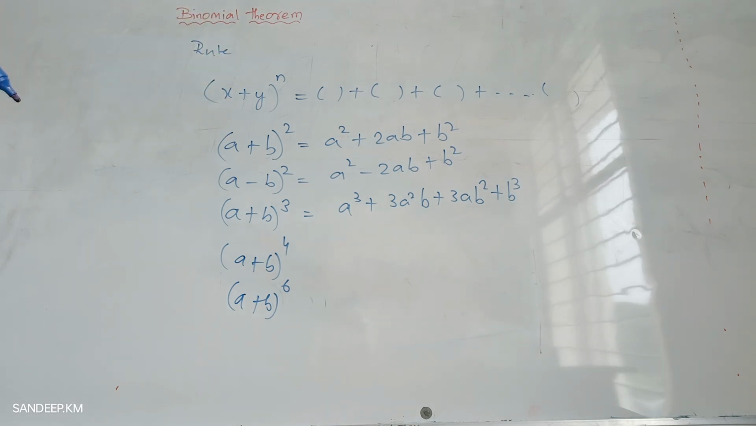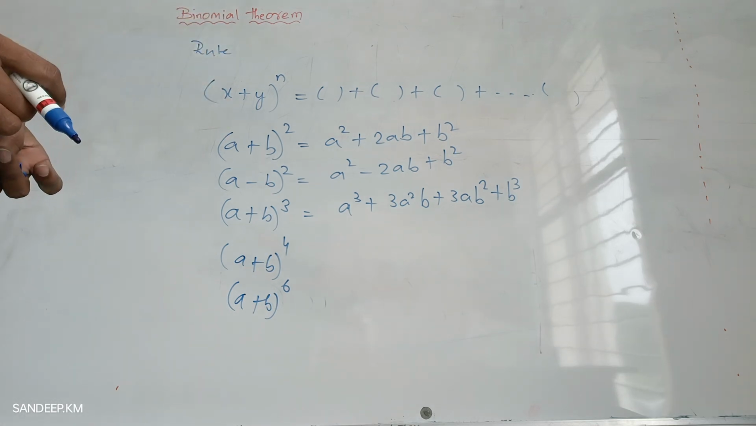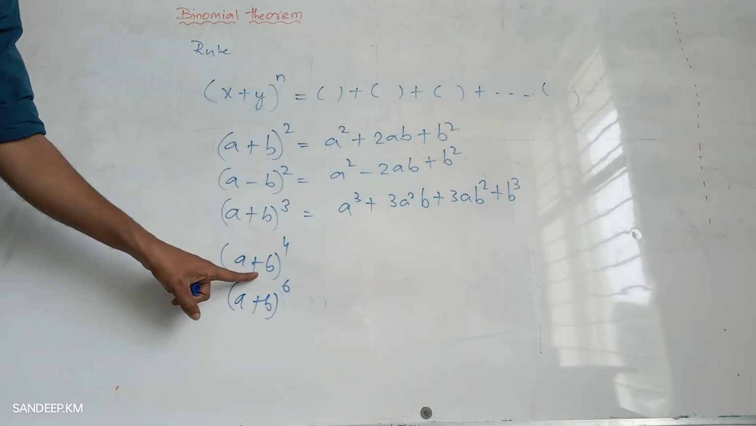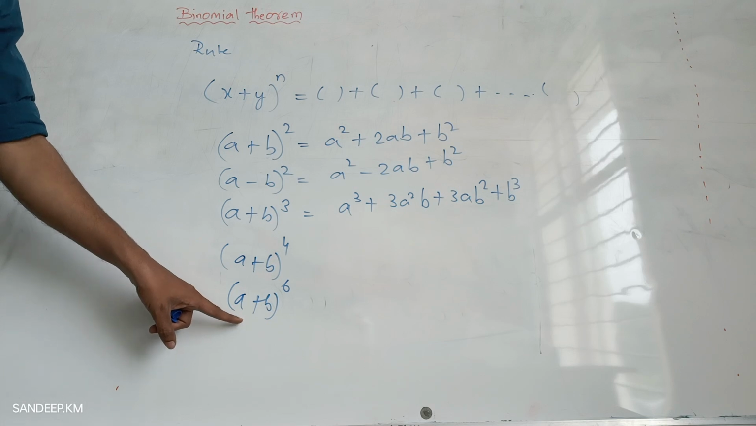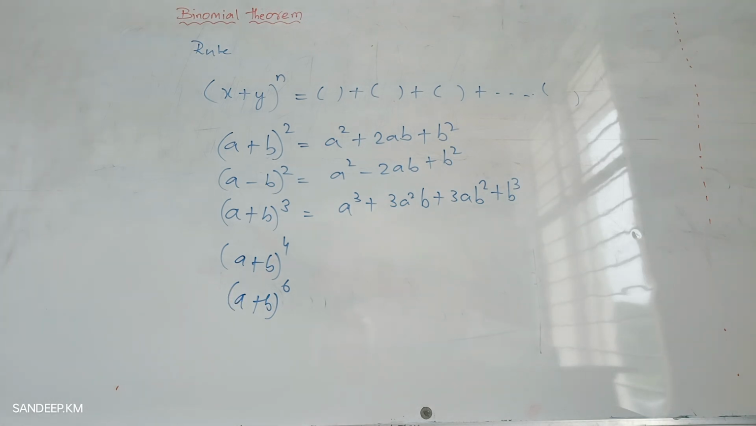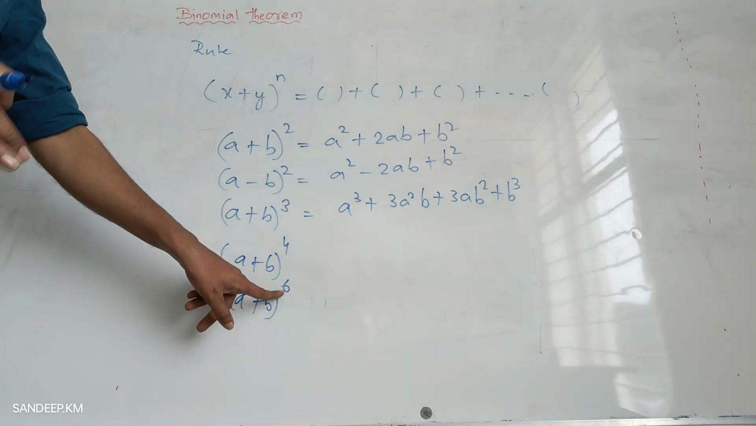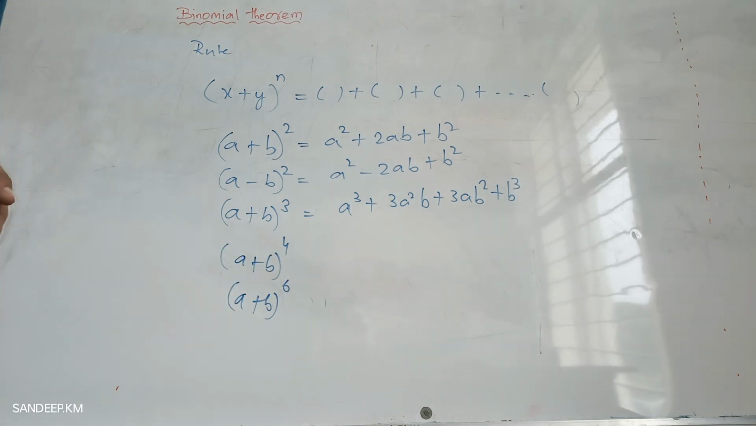Now let us see what is binomial theorem of positive integral index, and later we will come back to this to write the expansion of a plus b whole power 4 or a plus b whole power 6 or even a plus b whole power 60. If you know binomial theorem, you can write even a plus b whole power any natural number directly without actually expanding. Okay, let us see what is binomial theorem.